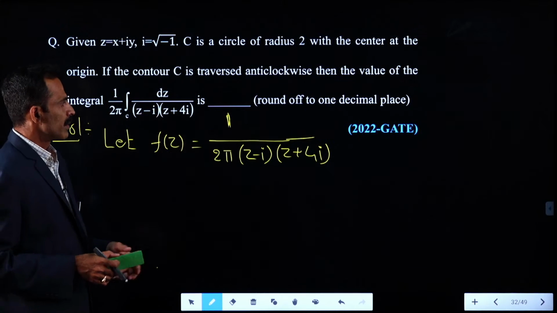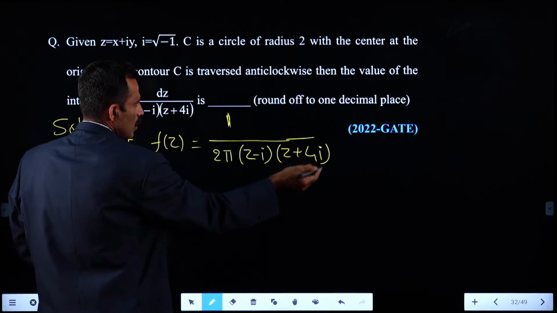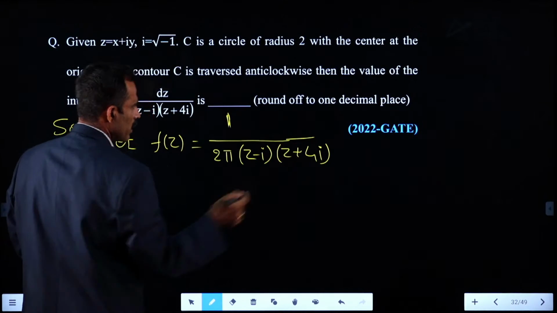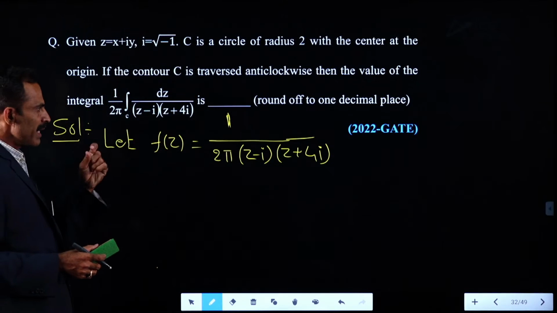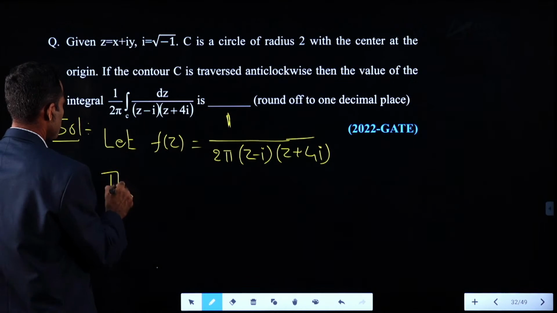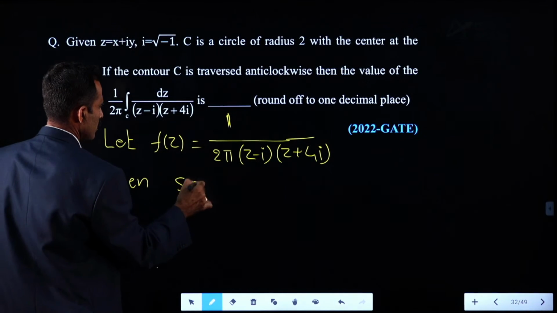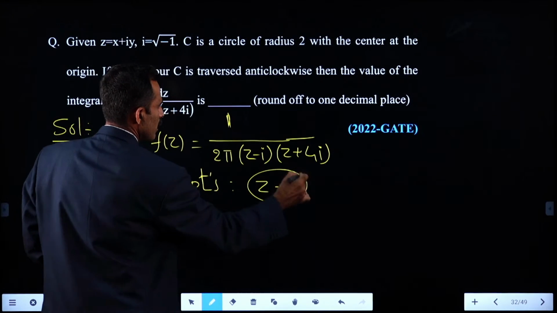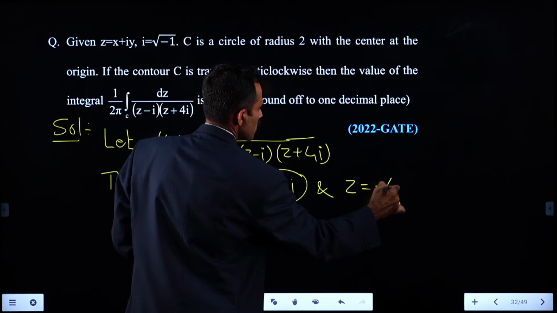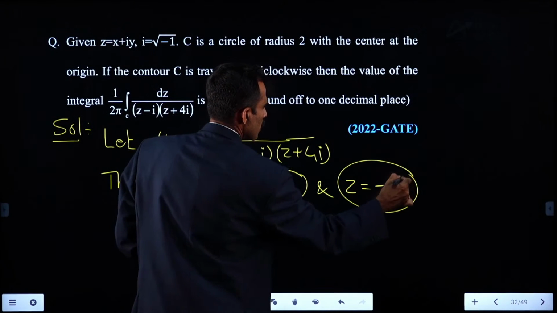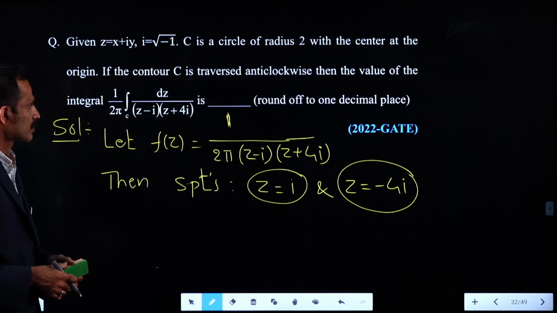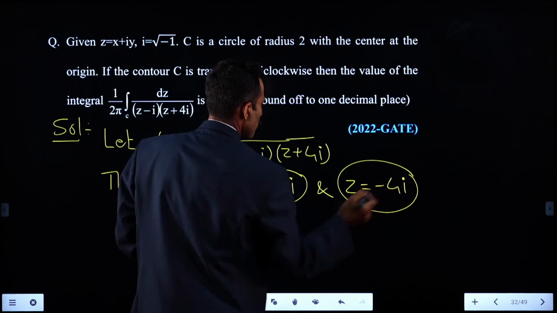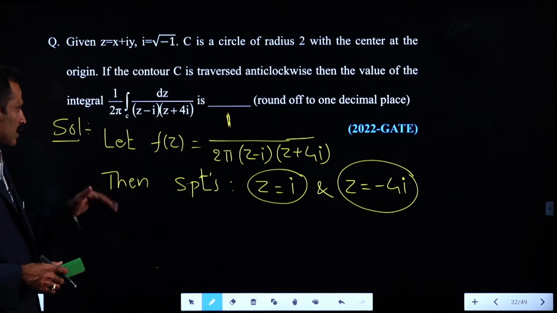Something by something. For the existence of this ratio, the denominator must not equal 0. But here the denominator is 0 only for i and minus 4i. So the singular points of this function are z equal to i and z equal to minus 4i. These two are singular points. Up to here, the second step is completed. Next, we go to the third step.